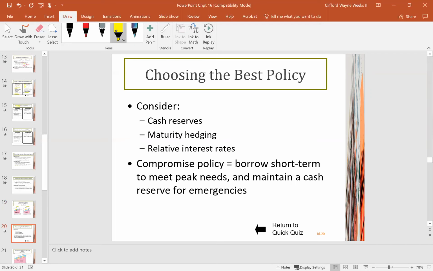So which one's better? In trying to identify whether you should have a flexible cash policy or a restrictive one, things that you need to consider are the cash reserves that you have on hand, maturity hedging, and relative interest rates. And so really in most cases, there is a compromise. You borrow short-term cash to meet peak needs and maintain a cash reserve for emergencies.